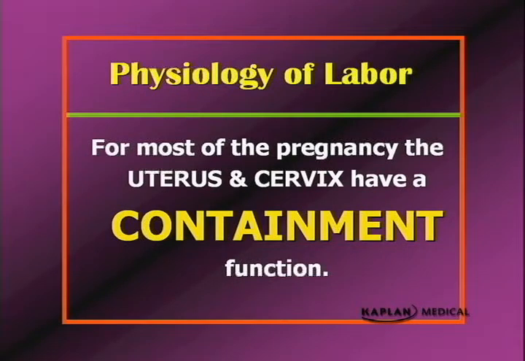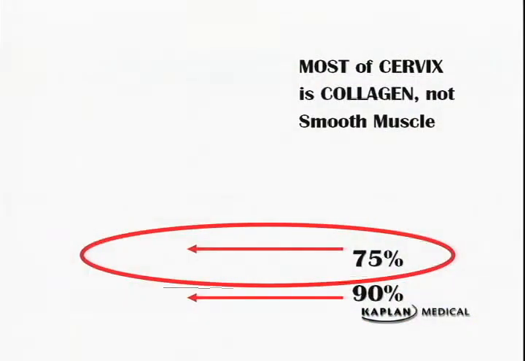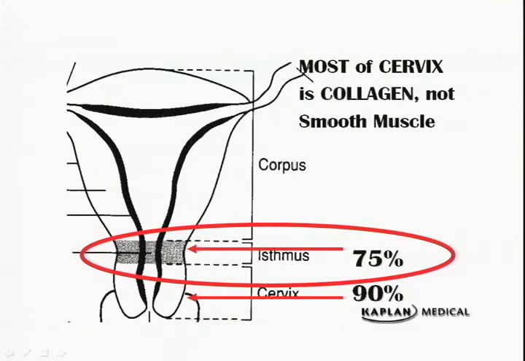For most of the pregnancy, the uterus and cervix have a containment function. We want to keep the fetus in there until it is ready for extrauterine life. Most of the uterus, as we said, is smooth muscle. Most of the cervix is collagen. And when we look at the internal cervical os, about 75% of the tissue is collagen. When we look at the external os, 90%.